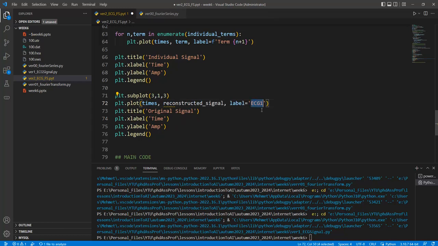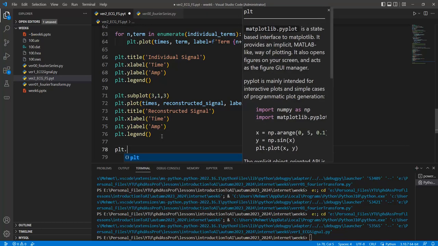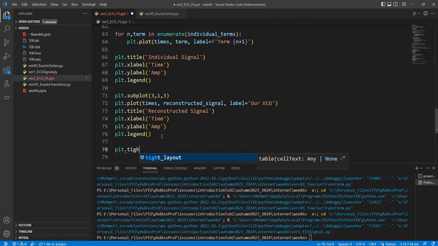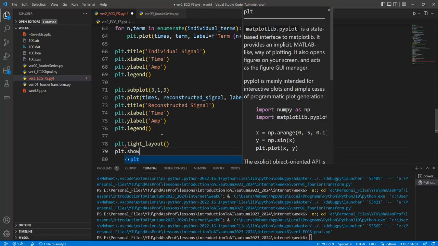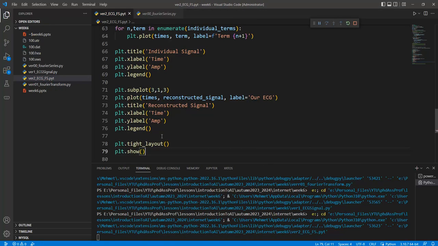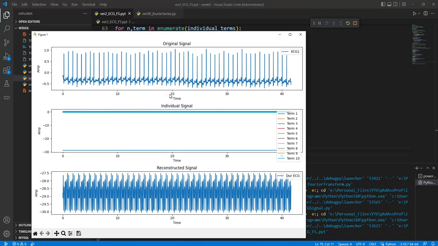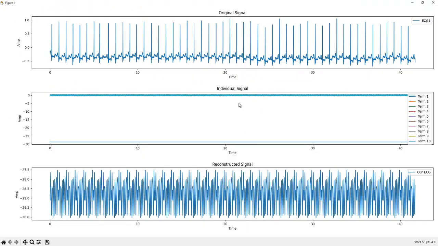Reconstructed signal, reconstructed ECG. Okay, and this title is the reconstructed signal, time, amplitude, and in the final case plt tight layout and plt show must be given. Okay, and if I run this code, we will have this information, right?